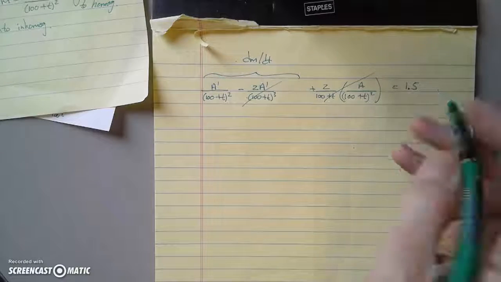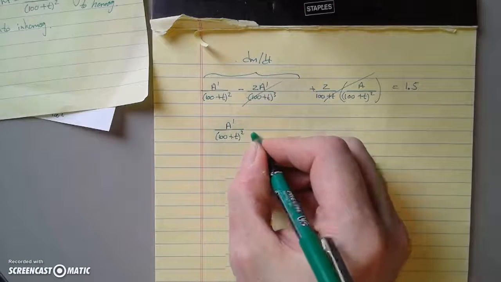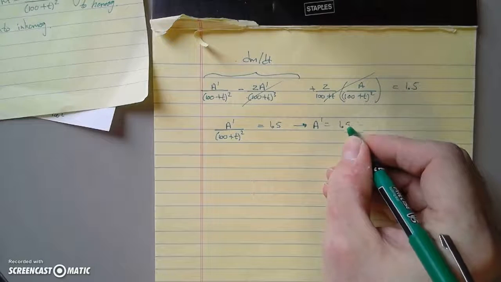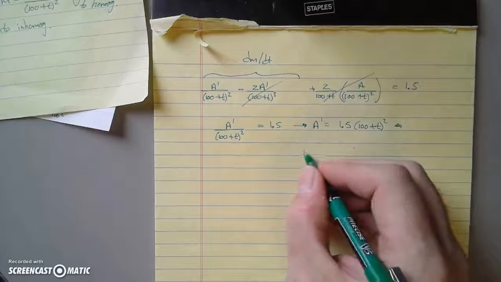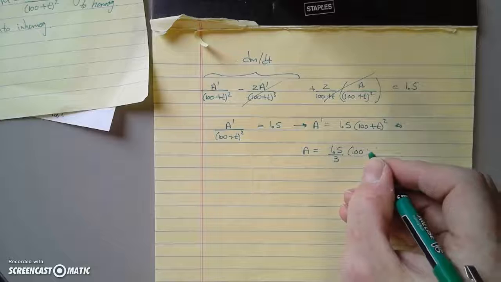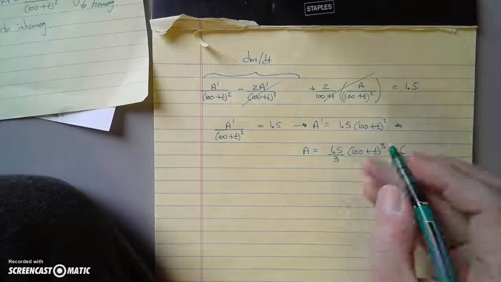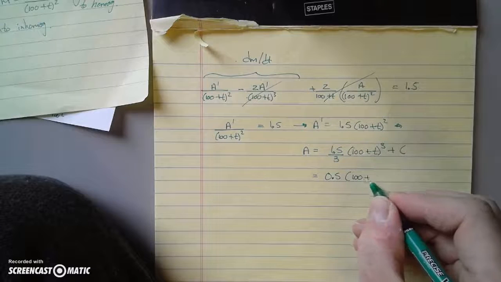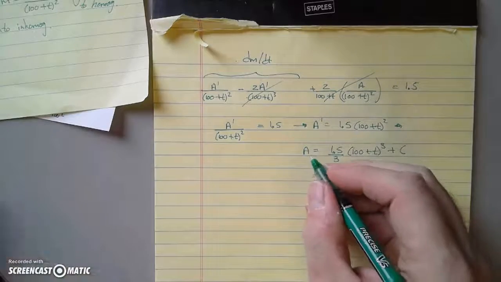These terms cancel out. So we have a prime over (100 + t)^2 equals 1.5. So a prime is 1.5 times (100 + t)^2. So then a is 1.5 divided by 3, (100 + t)^3 plus c. 1.5 is 3 halves, so this is just 0.5 (100 + t)^3 plus c. This is our function a.